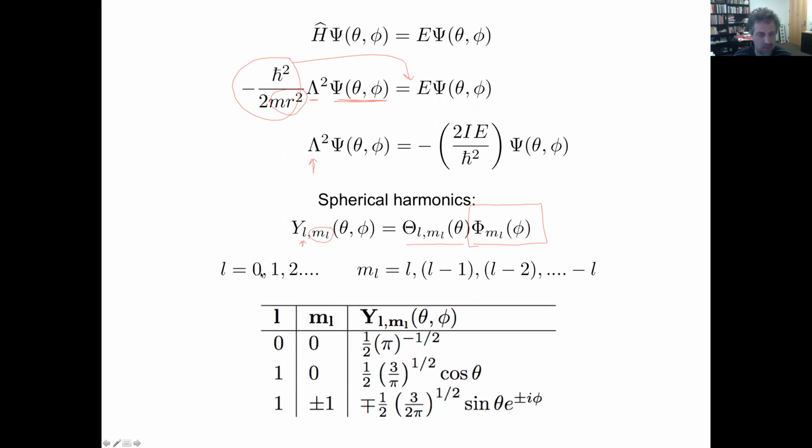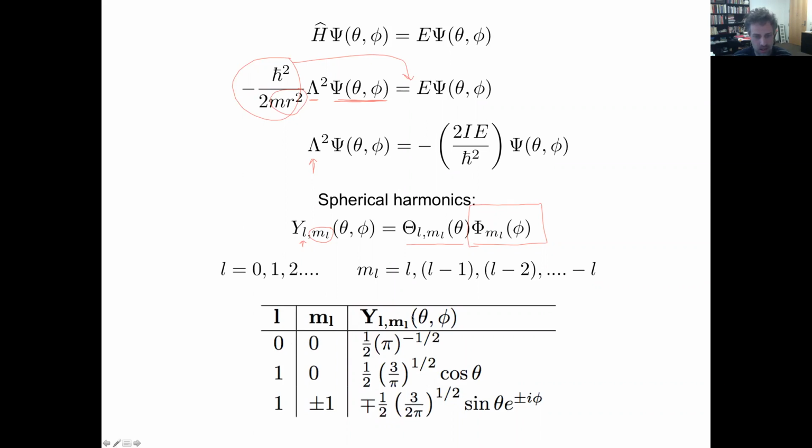L is 0. Okay, that means that ML, sorry, is now related to whatever L is. And ML runs from L in integer steps to minus L. So whenever L equals 0, the only possible solution for ML is 0. Okay, there's no other one. So the lowest possible solution, therefore, is L, ML, which is 0, 0.